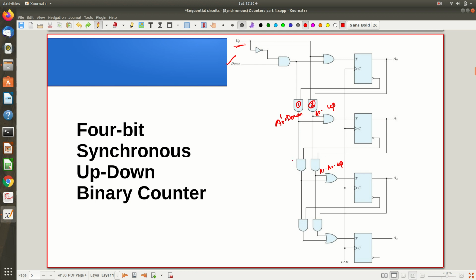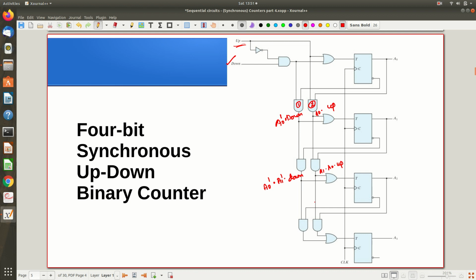But if you look at this output, you can see that here it is A0 complement dot A1 complement dot down. So here A0 complement dot A1 complement I am getting from here: A0 and down, and A1 complement I am getting from here. So like that. Similarly the last one, the AND operation of the complements of all the bits following it, they all should be 0 for making that down counting possible. So this is how you can implement the circuit.